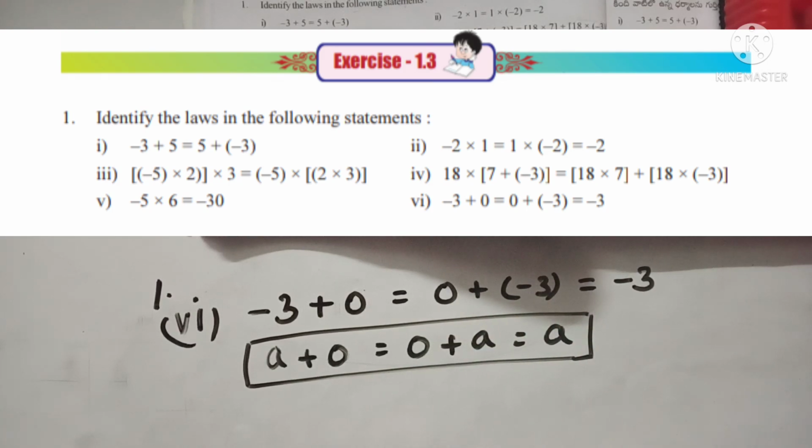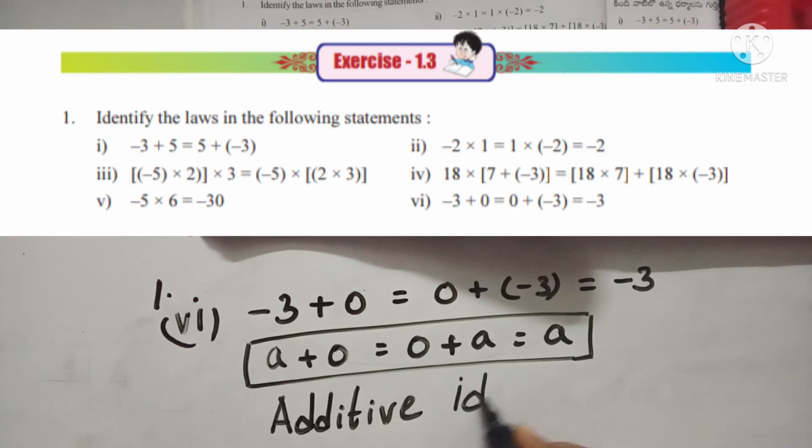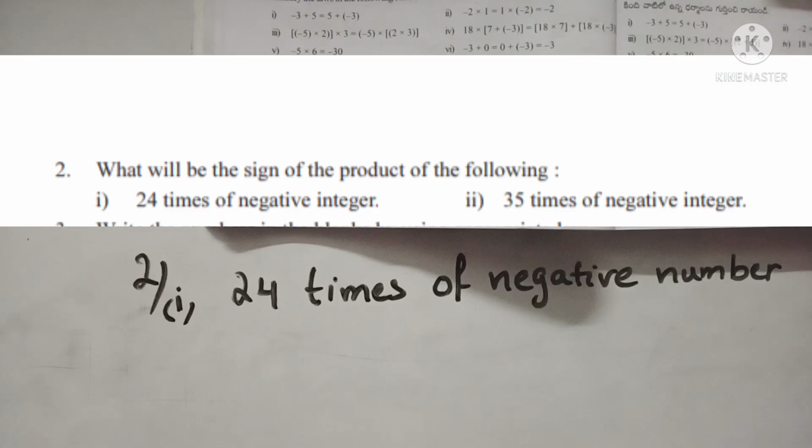So which law it is? Yes, it is additive identity. Additive identity. Which law it is? Additive identity. Understood, children? Now let's move on to the next question.